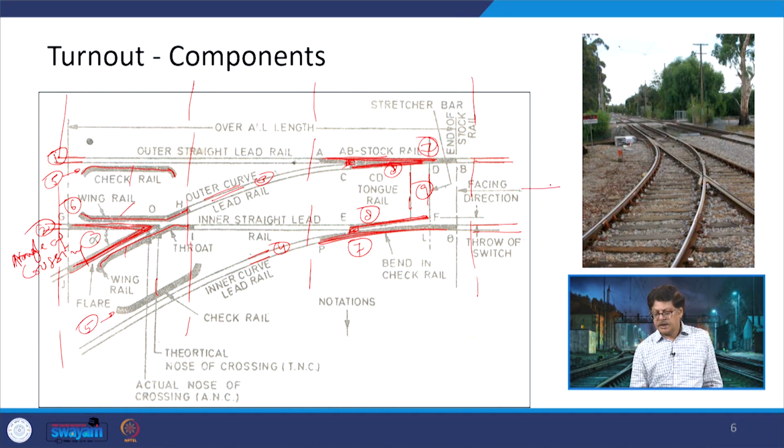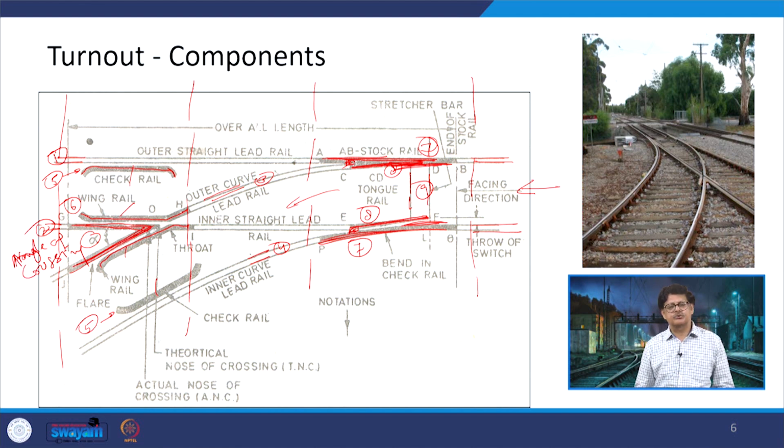That means any train which is coming from the right hand side, the wheels will jump over the tongue rail here at this location, whereas they will remain on the stock rail on the other side, and finally the train will move in this direction.